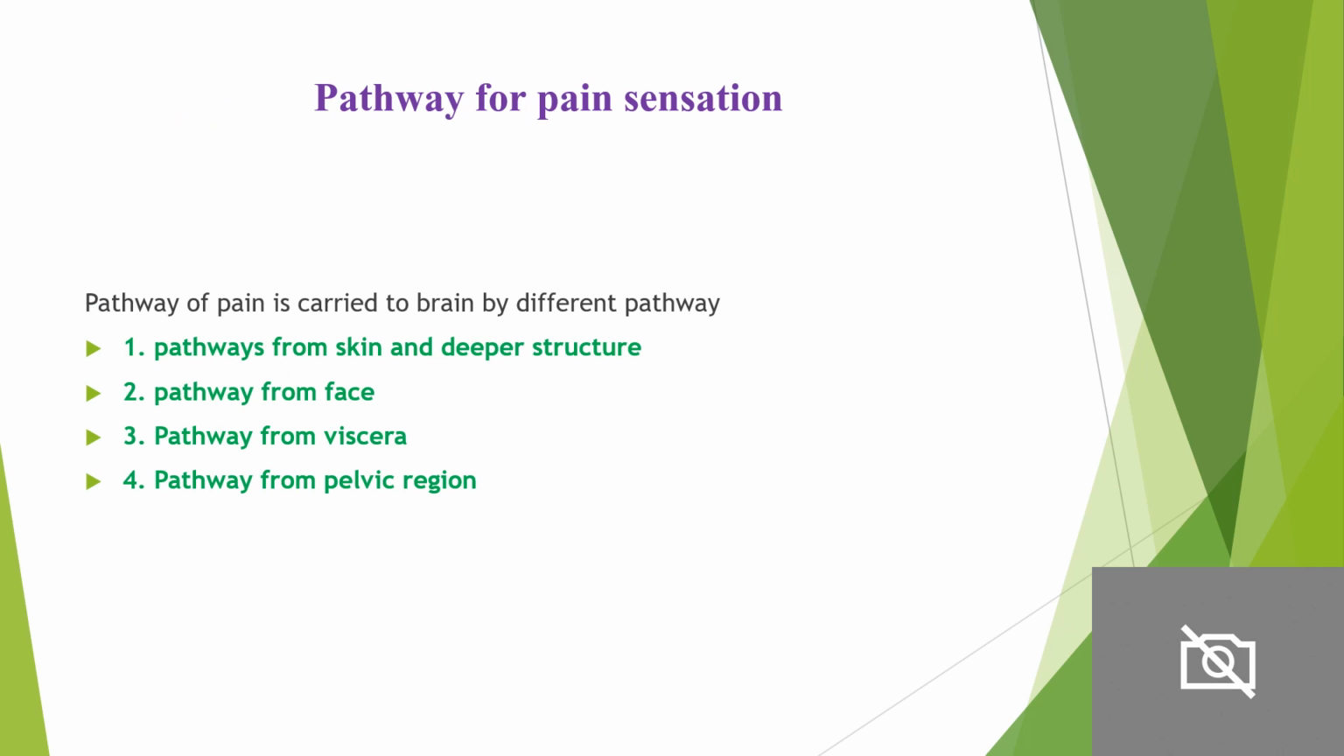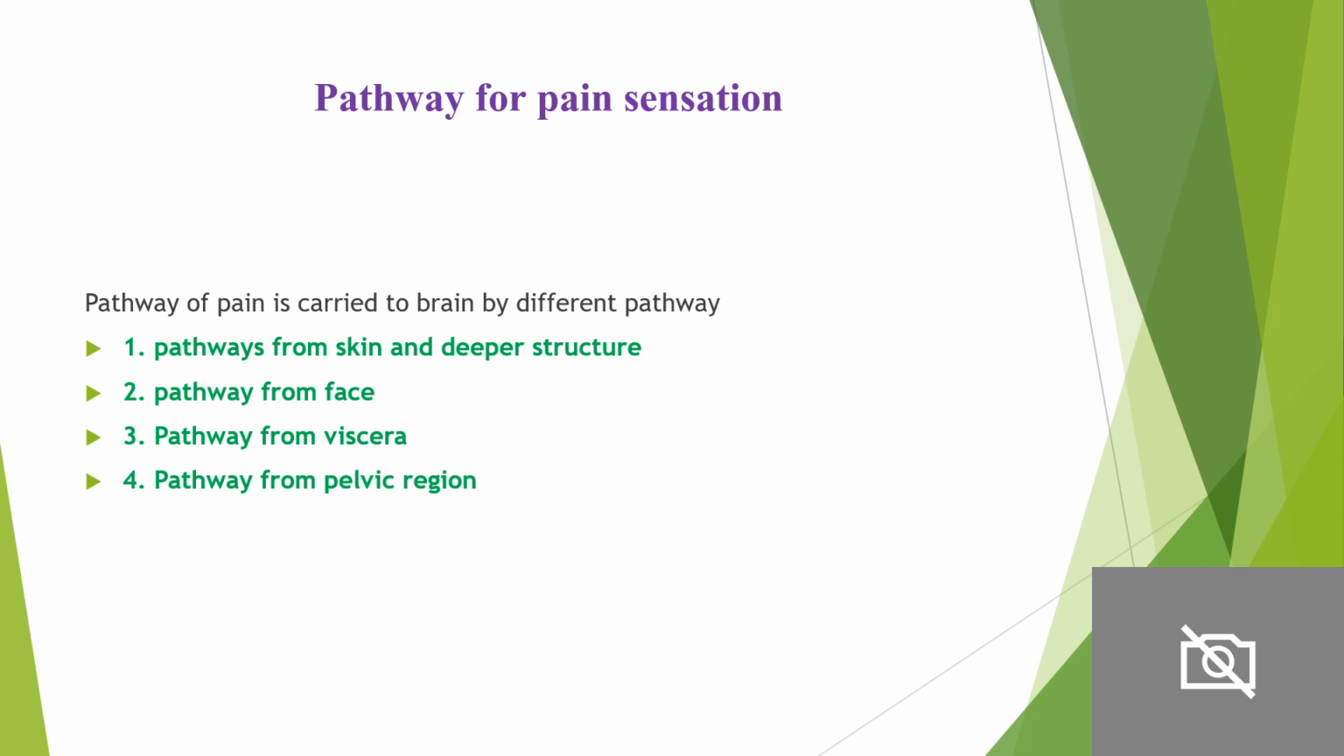So what are the pathways from different regions? Means, by what pathways is pain carried to the brain from different regions? For example, the first one is the pathway from skin and deep structures. If any pain occurs in the skin and deep structures, a different pathway is there to reach the brain. The pathway from the face, for example, mainly takes place through the trigeminal nerve. So the trigeminal nerve takes all the pain sensation from the face to the brain. Whereas pain from skin and deep structures is taken by the lateral spinothalamic tract. Pain from the viscera and pain from the pelvic region, we'll see under different headings separately.